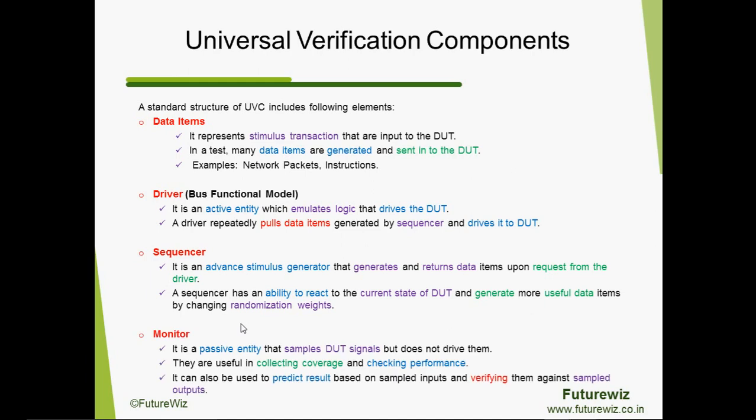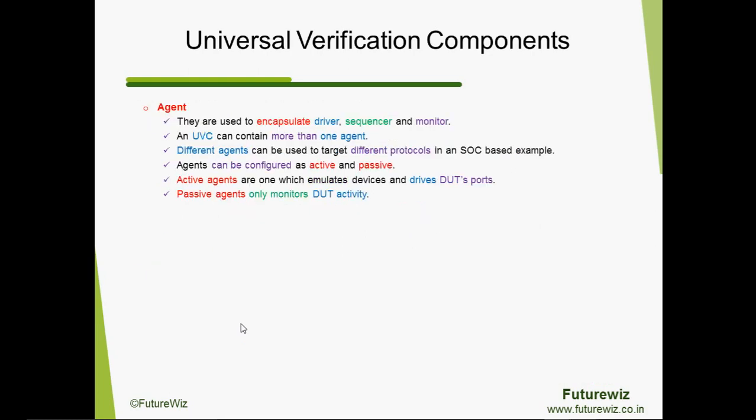Monitor is a passive entity which samples the DUT signals. It is used for performing coverage in the verification scenario. It can also be used for predicting the result and verifying it against the sampled result. The agent is used for encapsulating the driver, sequencer, and monitor. In your verification environment, you can have more than one agent, and they may be targeting different protocols. An agent can be configured as active or passive. An active agent actually drives your DUT ports. A passive agent is only used for monitoring what your DUT activity is.